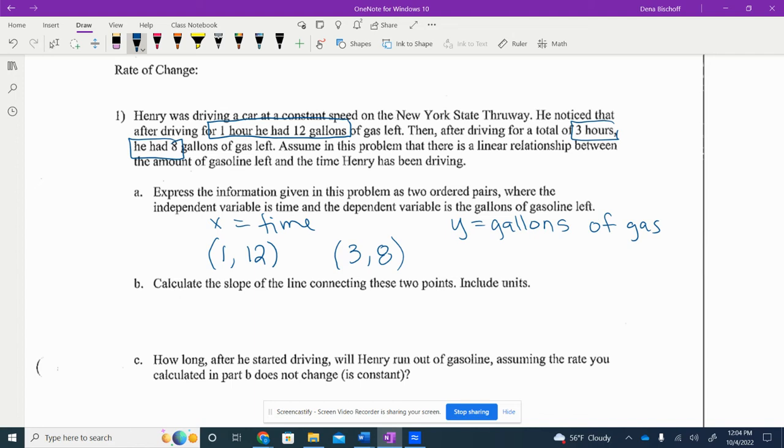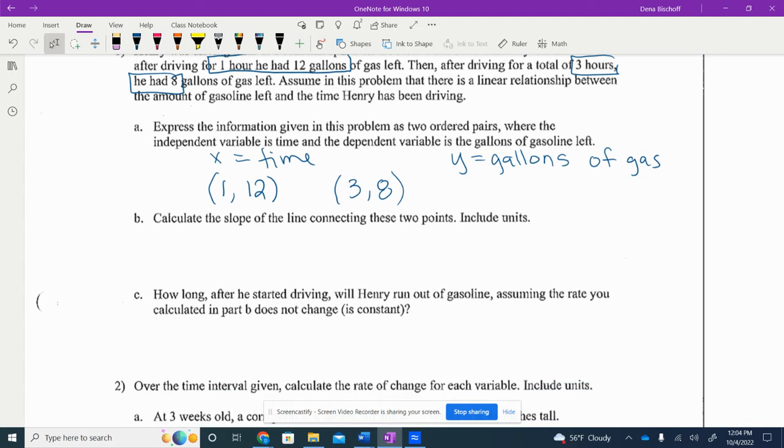It asks us to calculate the slope, include our units. I'm going to use the table method for calculating the slope. So 1 and 12, 3 and 8. What did I do to 12 to make it equal 8? Minus 4. So that's my top number, minus 4. What did I do to the 1 to make it equal 3? Plus 2.